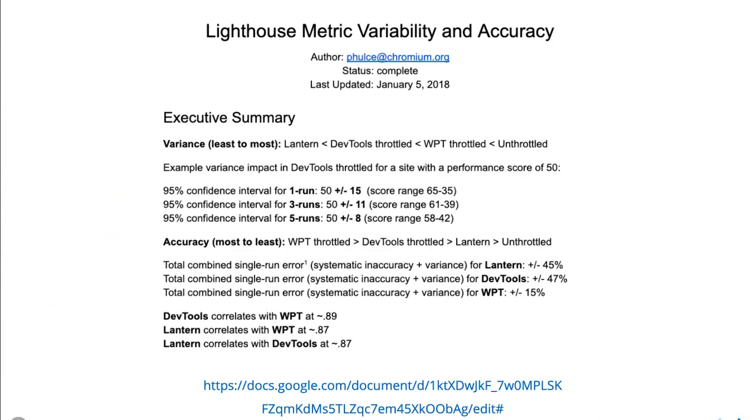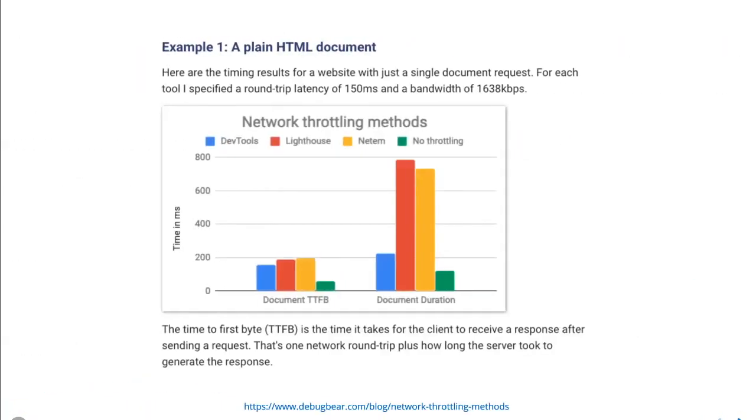Lighthouse also has some information on variability and accuracy and how that depends on the different throttling methods. Here you can see the most accurate is WebPageTest throttled, which is packet level, followed by DevTools throttled, followed by Lantern. And Lantern is a name that Lighthouse uses for the simulated throttling. A while ago, I also wrote a blog post about this that you can find here that summarizes all of this information.